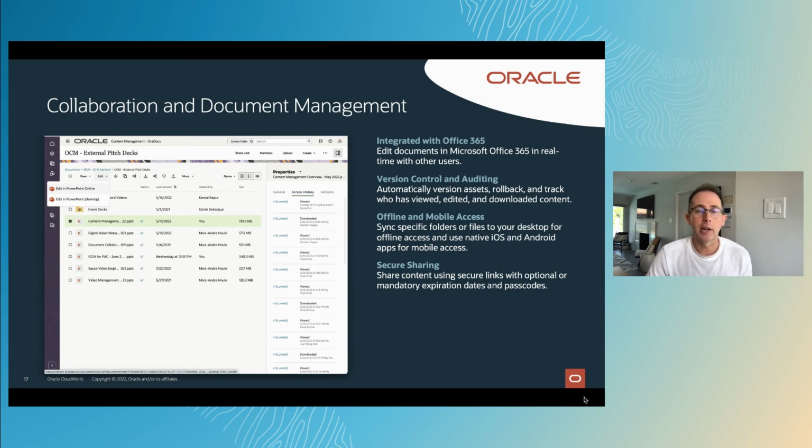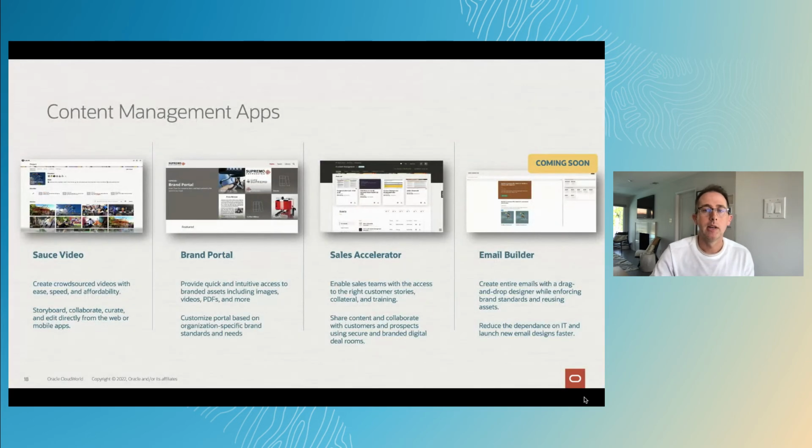And of course, we integrate with Microsoft Office, so you have co-authoring and real-time editing with other users. You have all of your version control and auditing, so you can roll back and access different versions. You have the ability to obviously access this content anywhere, whether it's on your desktop, through the web, or through mobile devices, and it's super easy to share this content out with secure links that expire when needed. So that's the overview of some of the use cases.